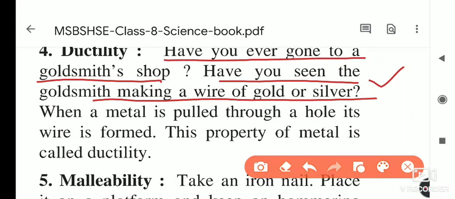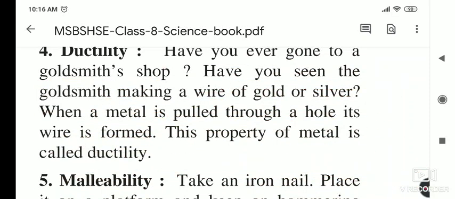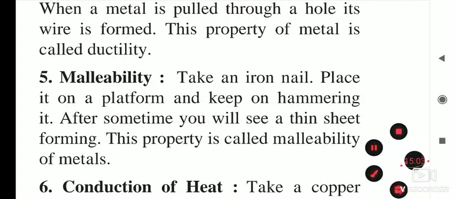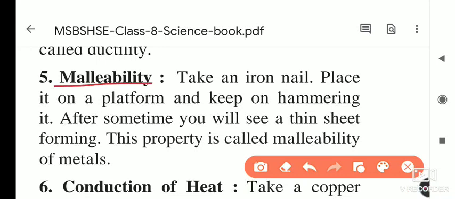So here, the goldsmith draws out gold and silver wires. When a metal is pulled through a hole, a wire is formed. Okay, and this property of metals is called ductility, meaning we can make wires from these metals. Like wires, we can also make sheets from metals, and that property is called malleability. Which property? Malleability. Take an iron nail, place it on a platform and keep hammering on it.